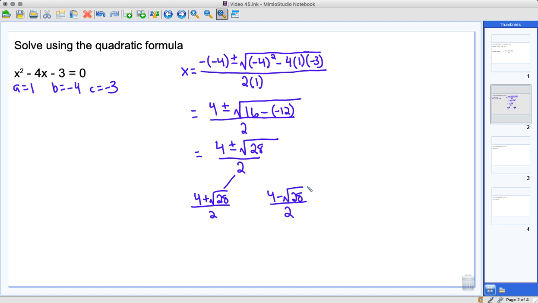If you type this into your calculator and you don't get the answers that I get, I will make sure to show you tomorrow when I see you again how to type it into your calculator, because each calculator is a little bit different. For the first one, 4 plus square root of 28 divided by 2, you should get something like 4.6 when you round it. And for 4 minus square root of 28 divided by 2, we should get something like negative 0.6. Again, if you don't get those, I will make sure to show you how to get the right answer.